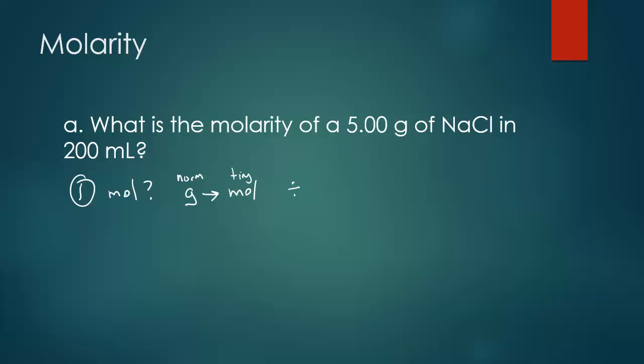Do we divide by Avogadro's number, or do we divide by the formula mass? To find the moles in these questions, you need to divide by the formula mass. So Na is 23. Cl is 35.5. That's 58.5. So divide 5 by 58.5 grams per mole.